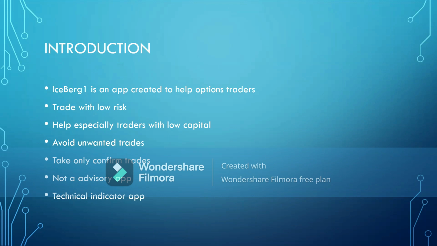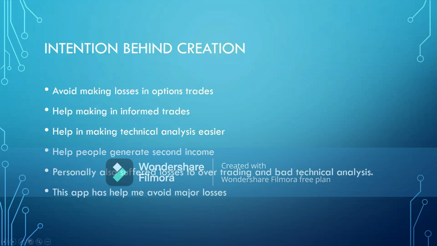With that intention, I created this app so that you avoid making losses in option trades. The way you avoid making losses in option trade is you trade less. People generally trade more, they try to do over trading. It has happened to me also. I have also made mistakes, I have also suffered losses because of that over trading. So to avoid that, the app gives a very precise signal.